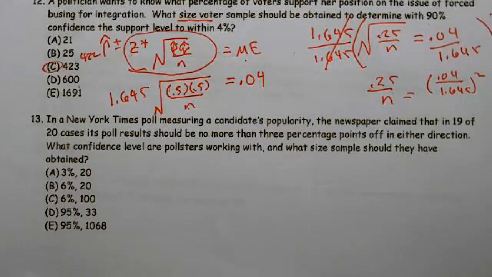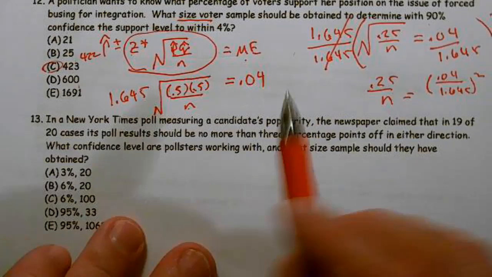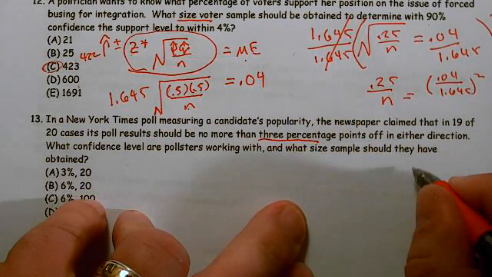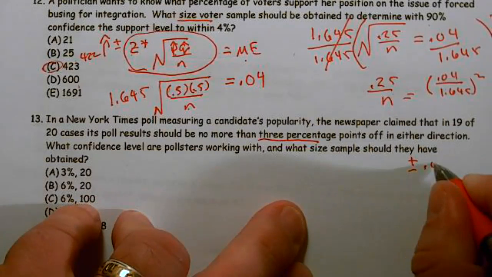All right, number 13. In a New York Times poll measuring a candidate's popularity, the newspaper claimed that in 19 of 20 cases, its poll results should be no more than 3 percentage points off in either direction. All right, so first off, let's talk about this. No more than 3 percentage points off in either direction. That means plus or minus 0.03.